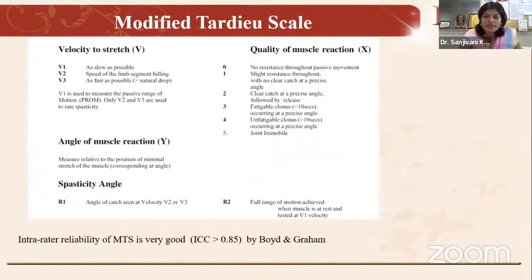Next is the modified Tardieu scale, which we mostly use to differentiate between tightness and spasticity. If the angle between R1 and R2 is less than 10, we label it as tightness. If it is more than 10, it is labeled as spasticity. And it has good reliability and validity also.